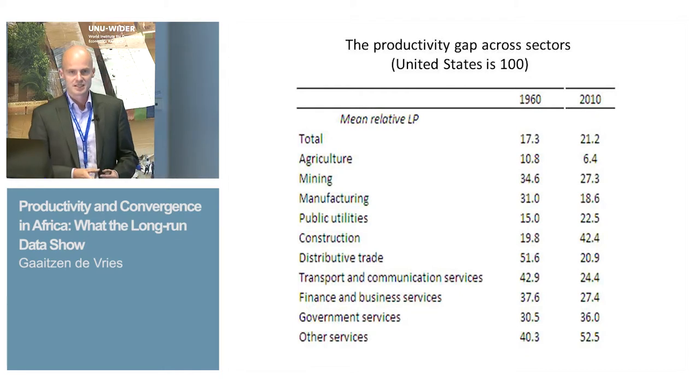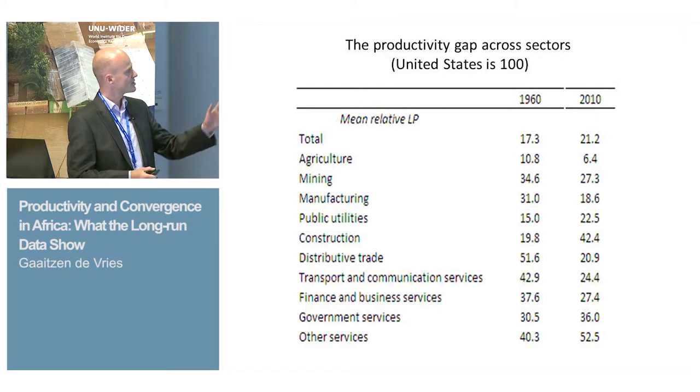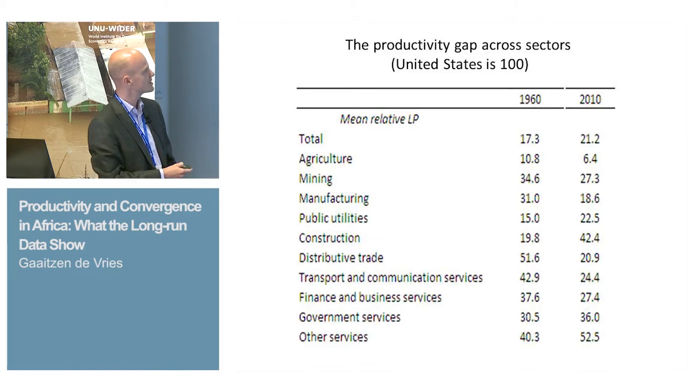So here's an indication of how the productivity gap looks across our set of developing countries. We take the United States as the frontier country, so we set that as one. I explained before how I derived this level. So you have 100, and this means that for the total economy, on average in these developing countries, they're at 17% of the US. If you look over time, there's a slight catch-up, and I'll discuss a little more how this looks across countries.